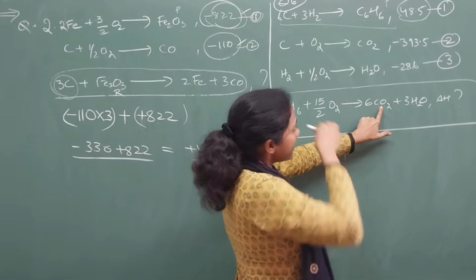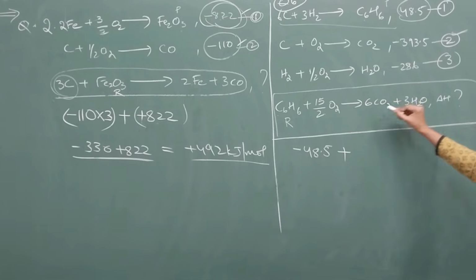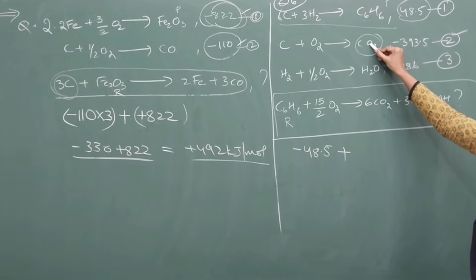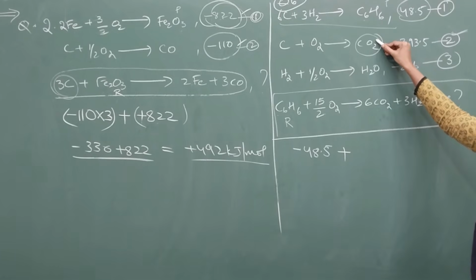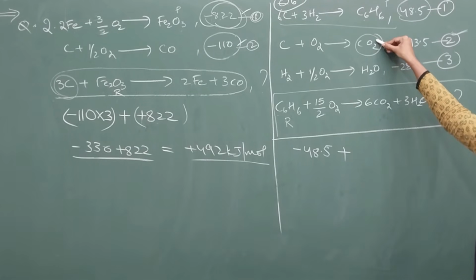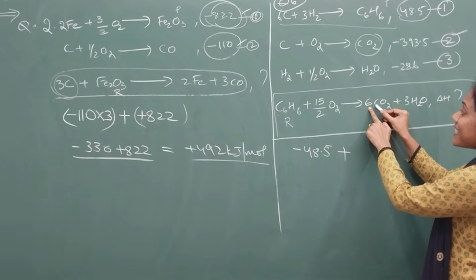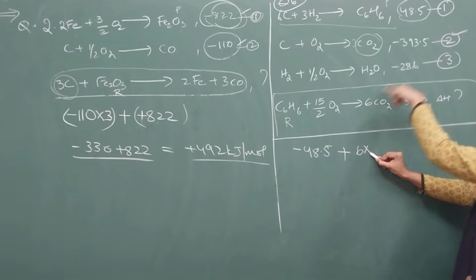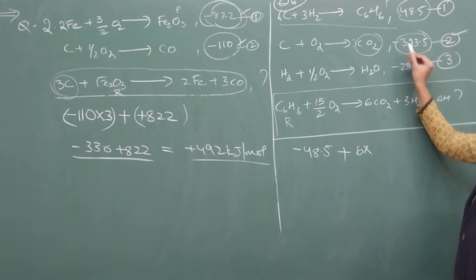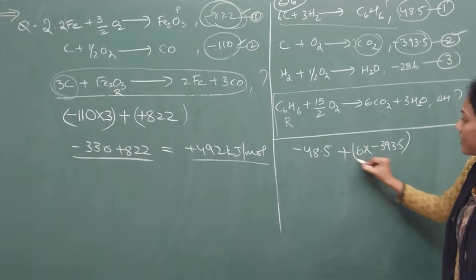Okay, so carbon dioxide, where carbon dioxide is there in a given equation? Equation 2 has got carbon dioxide. And is the position of carbon dioxide same in the given equation and the desired equation? Yes, carbon dioxide in the given equation is in product side, and in the desired equation also it is there in a product side. But see, in the desired equation 6 is there, but here 1 is there. So what I should do? 6 into this value. So I am taking this value as it is, minus 393.5 guys. Yes or no?